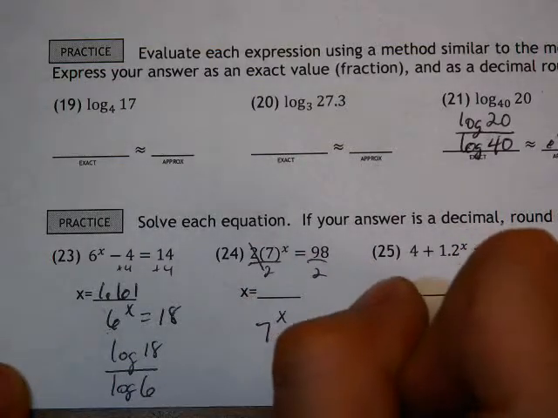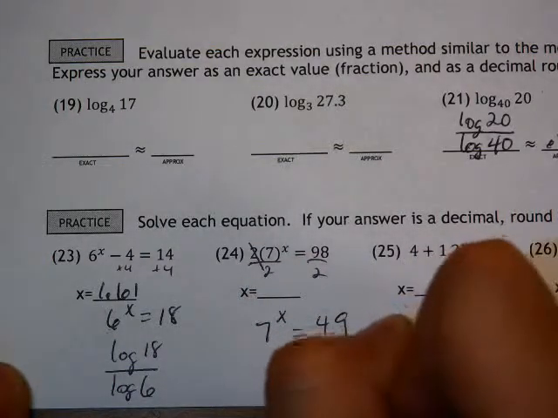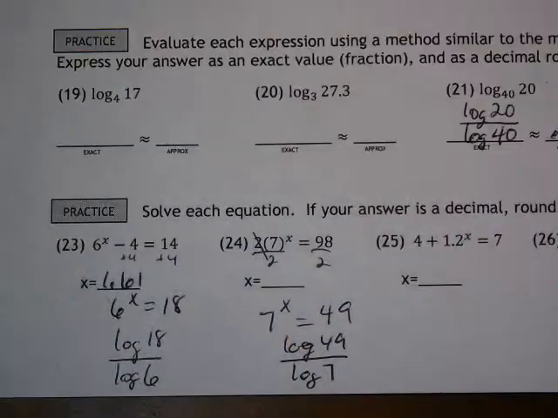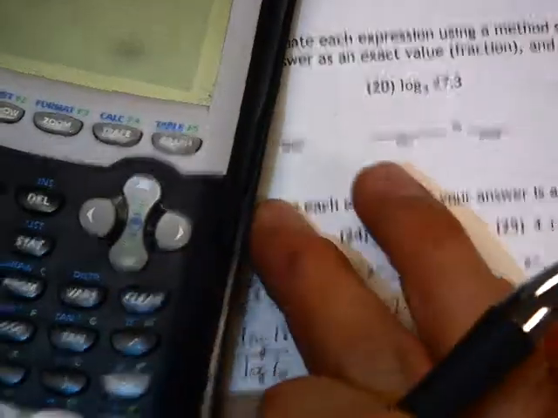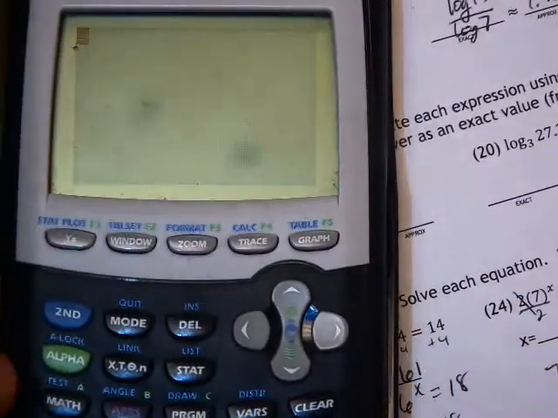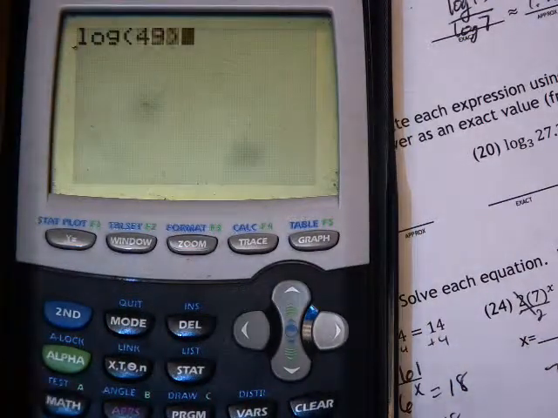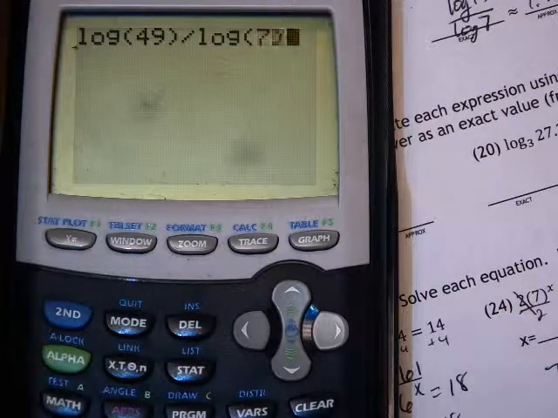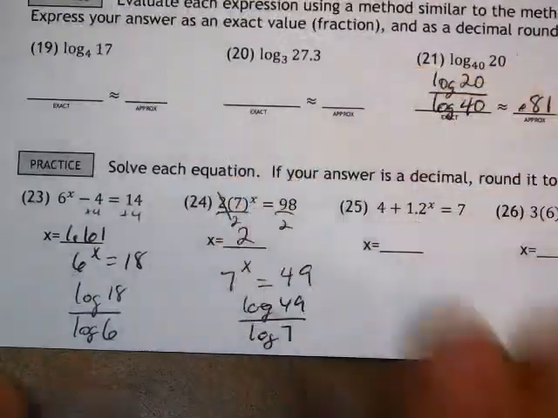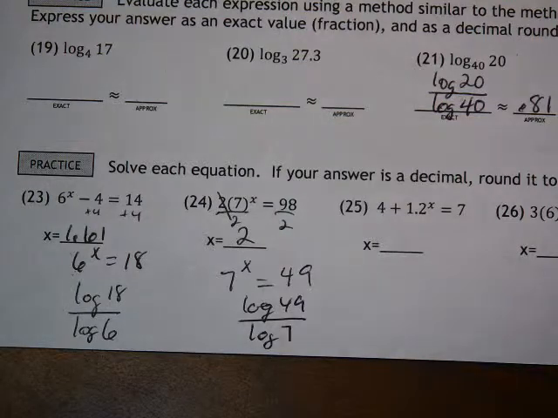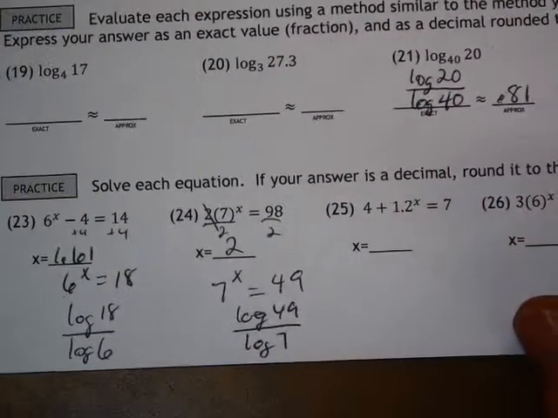This one's a nice one because you could actually do the log pattern. You could do log of 49 over the log of the base 7. If I plug that into the calculator, log of 49, close, divided by log of 7, it gives me exactly 2. If you go back to the equation, think about it: 7 to some power is 49. Well, we know 7 squared is 49. So that one had a nice answer.